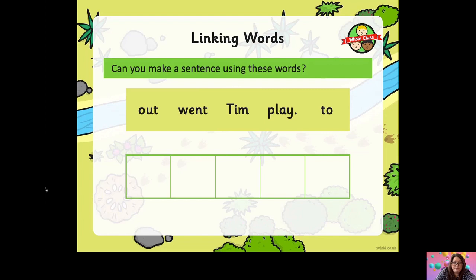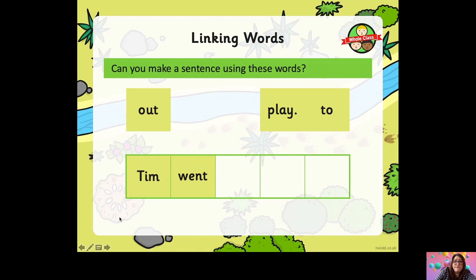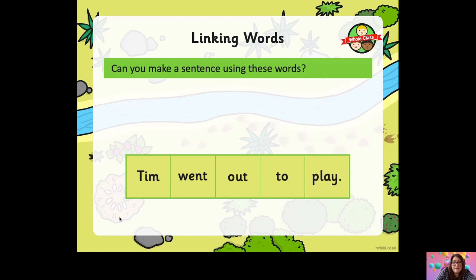Let's have a look at the next one. Again, we know what the first word will be because it's got a capital letter. This word also has a capital letter as it's a name, Tim. So let's have a look. We know the last word in the sentence. Do you know what that could be? The one with a full stop, it would be play. We know that's going to be our last word. So Tim went out to play. Tim went out to play.